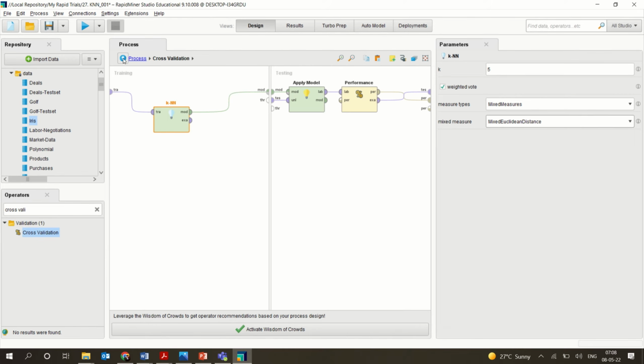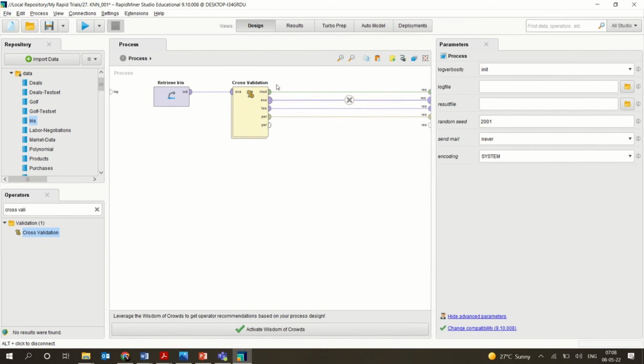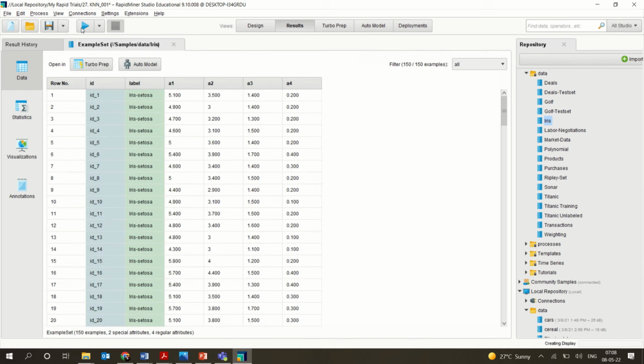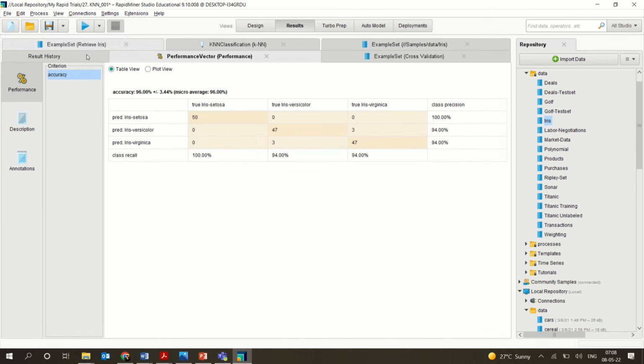If you want to go back, you have to click here, and you can see that the model output, the example set, the testing and the performance are all connected separately. If you don't want to, you could just take the needed data. That's it. When I run this, you could see what is called a confusion matrix. So this is what I wanted to tell you.